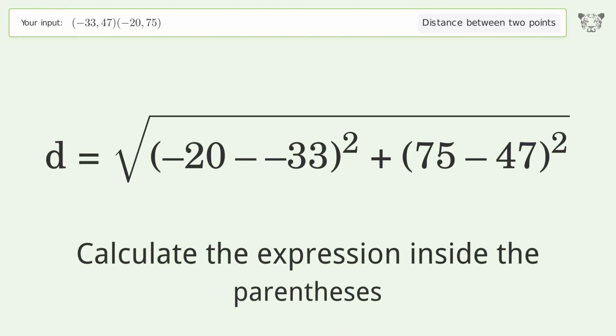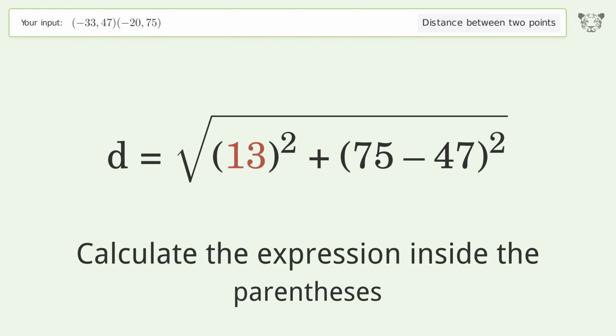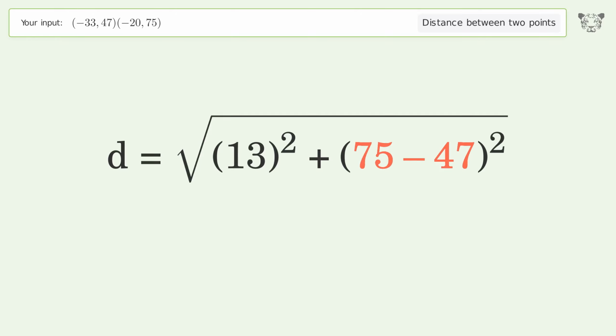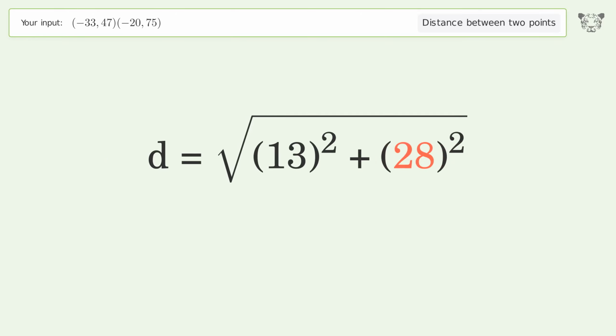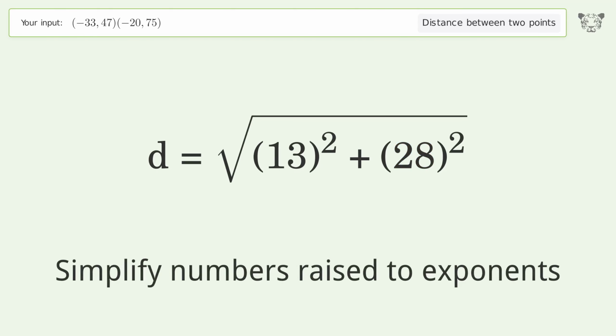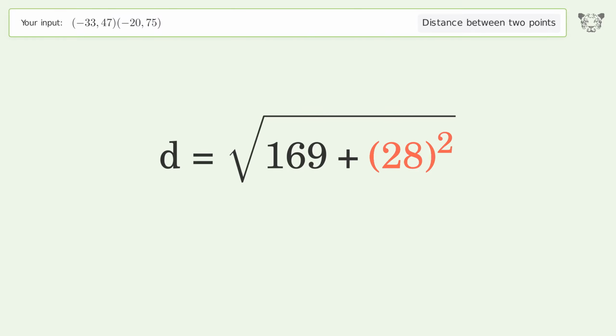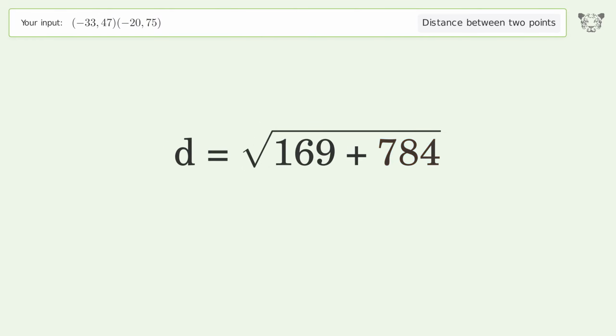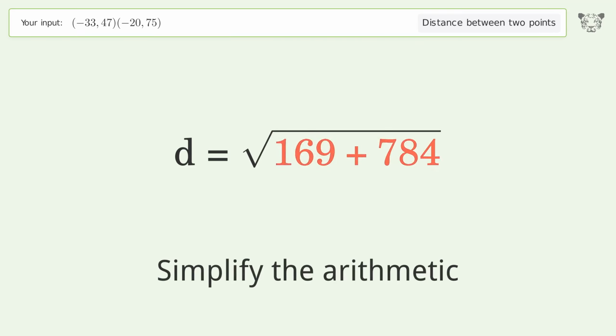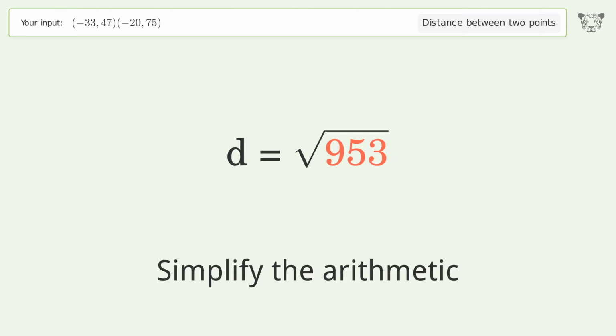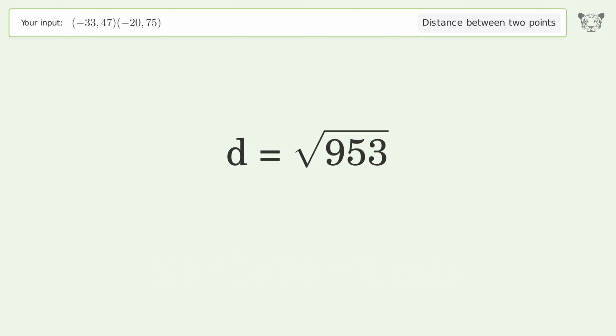Calculate the expression inside the parentheses. Simplify numbers raised to exponents. Simplify the arithmetic. And so the distance between the 2 points is the square root of 953, or 30.871.